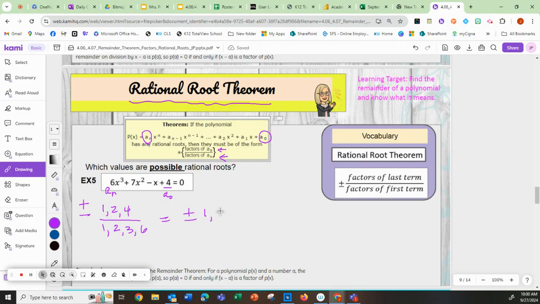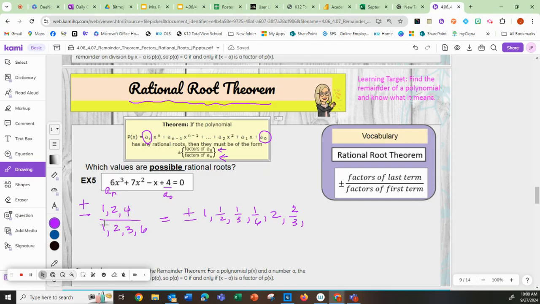1 divided by 2 is 1/2. 1 divided by 3 is 1/3. 1 divided by 6 is 1/6. Then I go to the next factor in the top. 2 divided by 1 is 2. 2 divided by 2 is 1. I've already got 1, so I'm not going to repeat answers here. 2 divided by 3 is 2/3. I don't have that. 2 divided by 6 reduces to be 1/3, and I have that one.